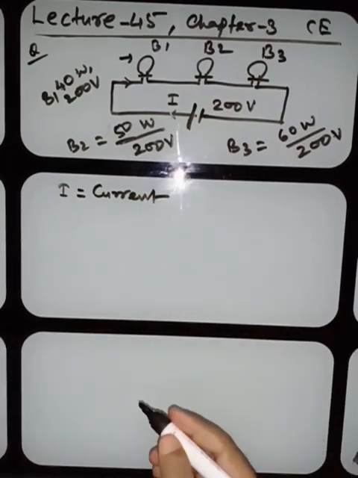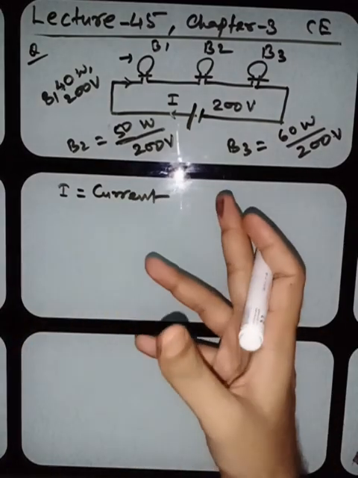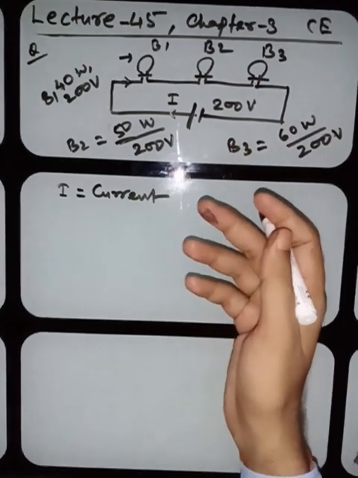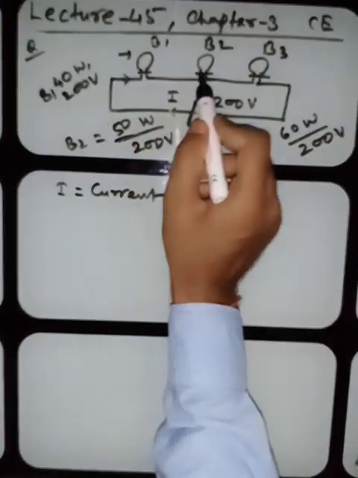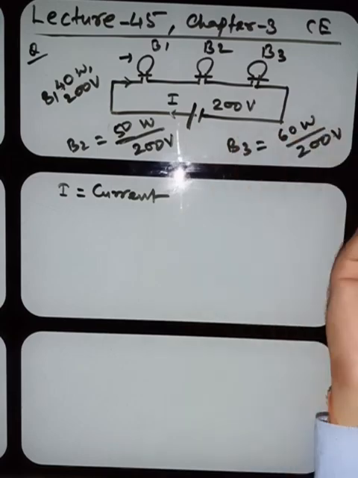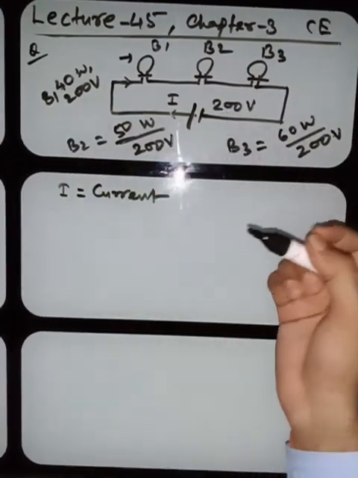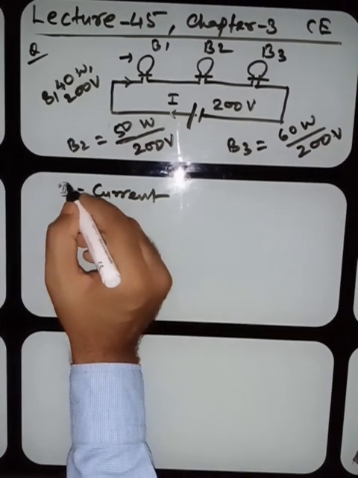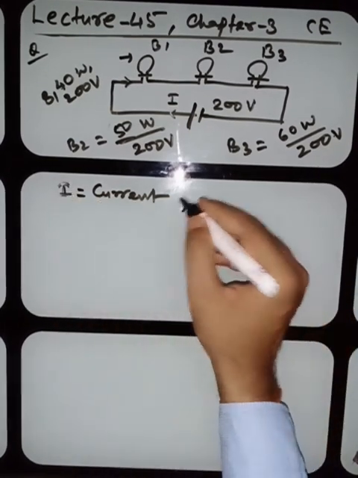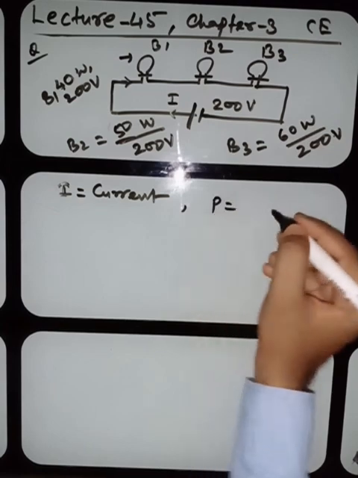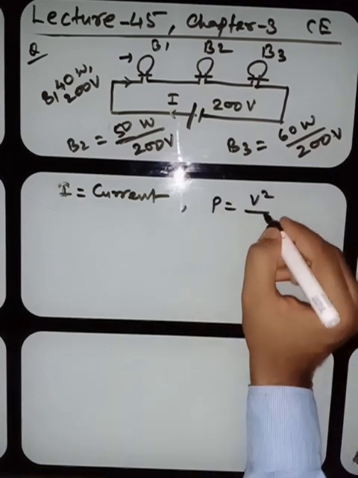Now which quantity remains constant, my dear student? Could you tell me? Yes, it is the current, because the voltage will drop at each bulb and it may be different, because all the bulbs have different power. But it is very important to find the resistance of the bulbs. We know that P equals V square by R.